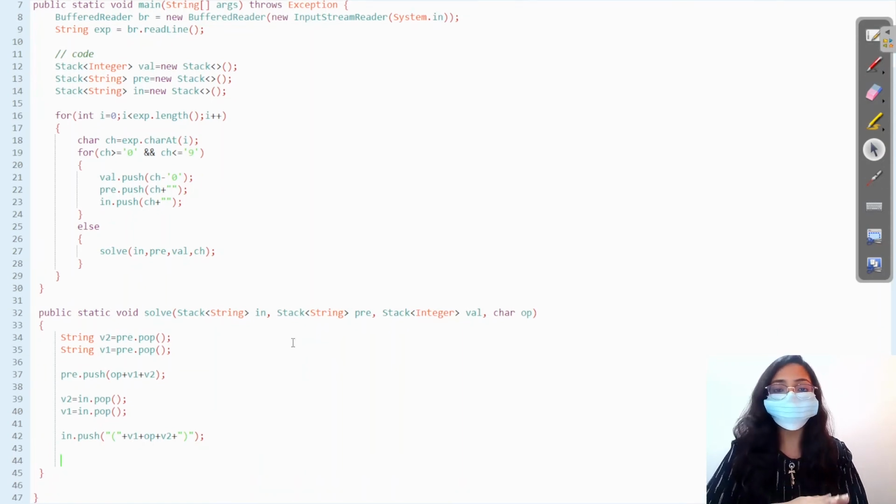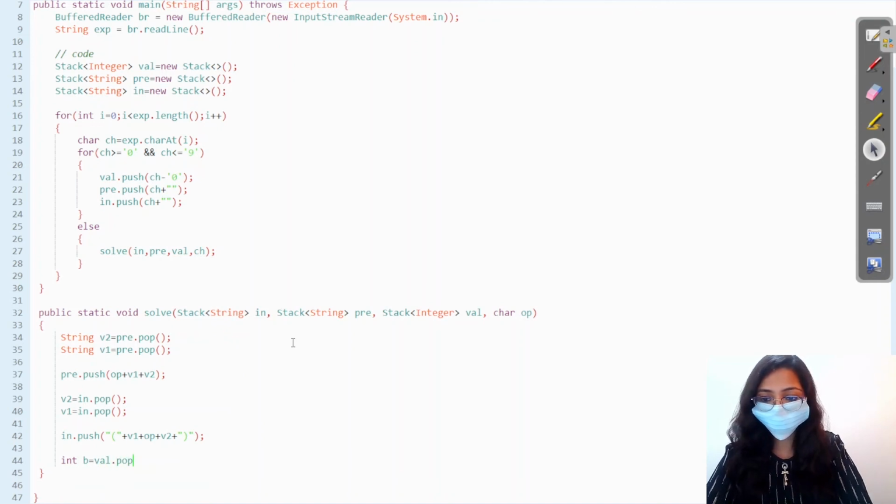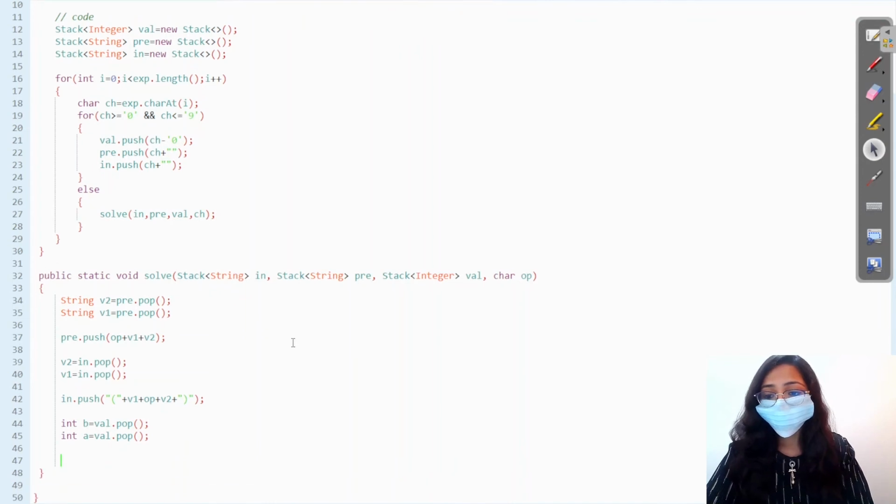Now we are working with the values stack. So now the values are of the type integer. So we need to take values. Let's say I take the first value to be b, and it will be popped from the values stack. Then a. Okay. Now when we are working with the values stack, that's when the operators will change the values lying in the stack, right? So we need to check what the operator which we are getting is.